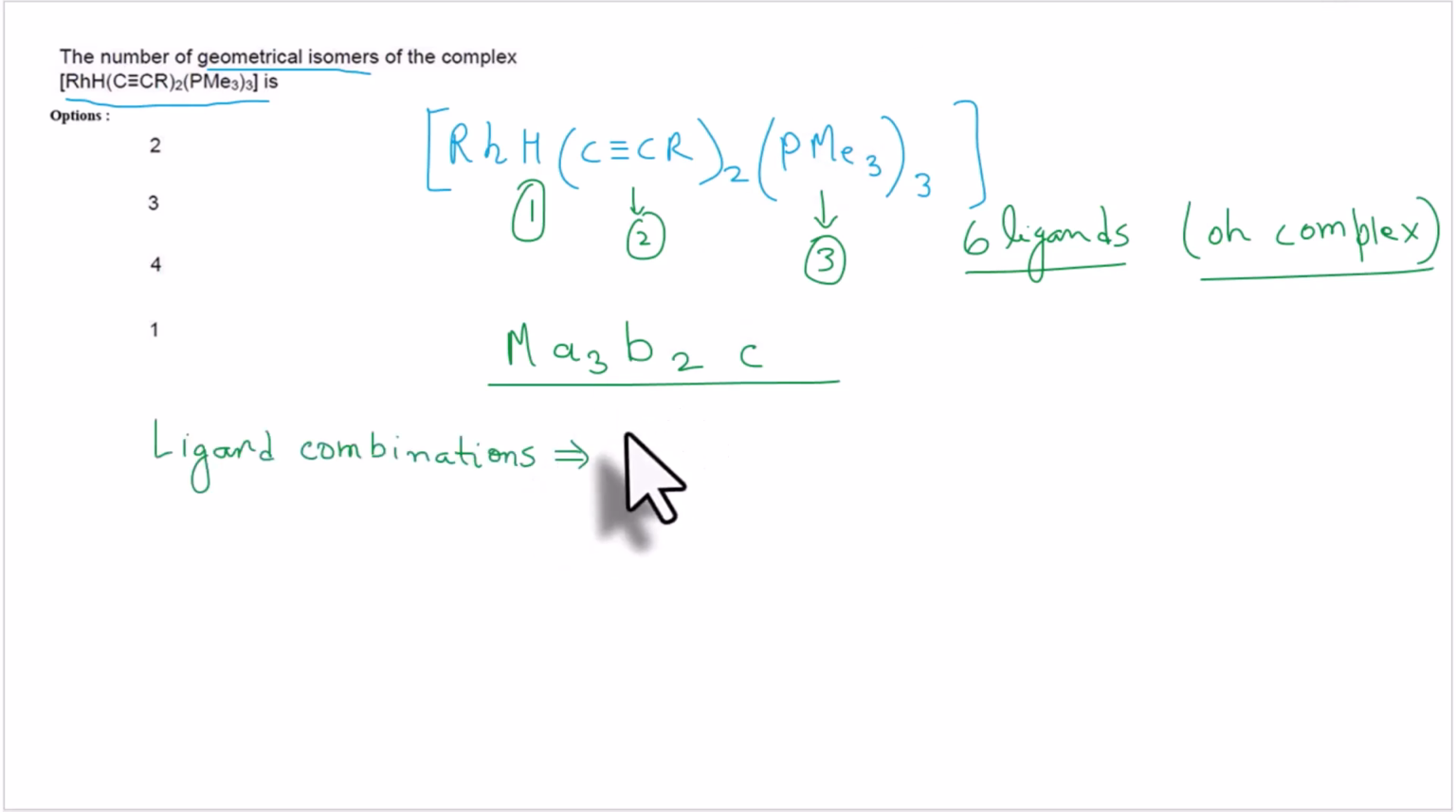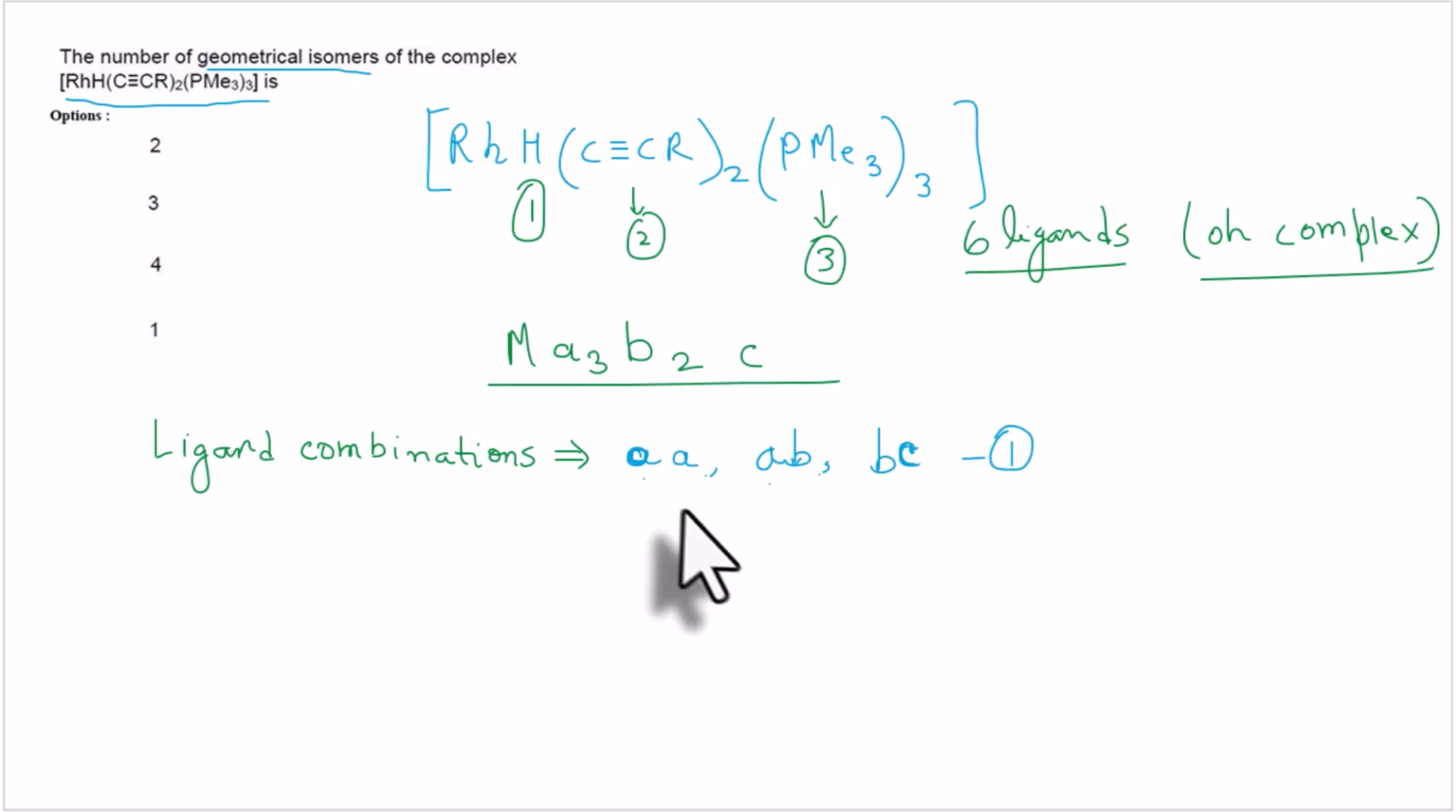For this complex, the possible ligand combinations, if I start alphabetically, are MAA, then AB, and then BC. So this is one possibility. So we have 3A, 2B and 1C. So MAA together, then AB and then BC.